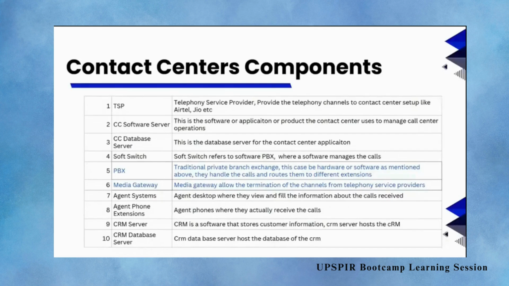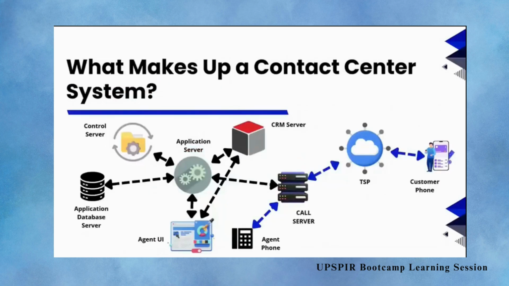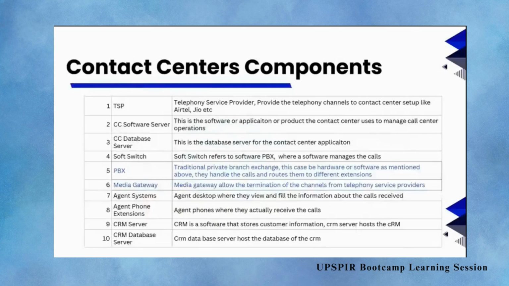Then we can have CRM server and CRM database server. So these are where the customer relationship management software is. All the customer information is basically stored here. And when the agent is talking to the customer, this CRM will allow him to know more about the customer, have the complete background information, historical information, so that they can interact with the customer. So all these components are described here, right? And this is kind of defining them.